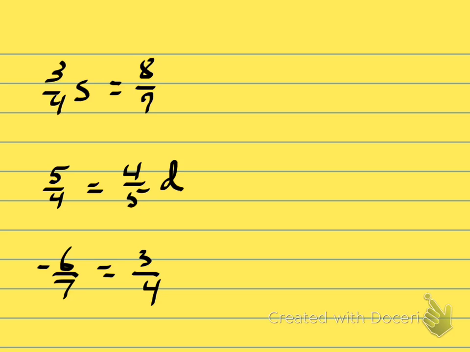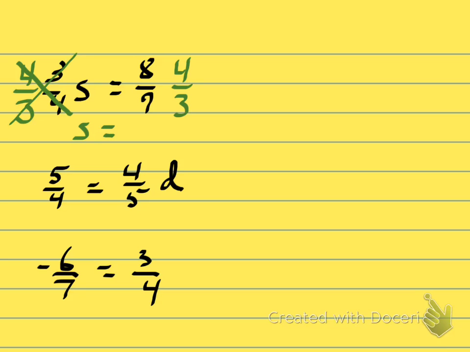Alright, now if you did what you were supposed to do, if you didn't, please pause now and do it. What you should have done on the top one is you want to get rid of 3/4, so we're going to multiply by 4/3 on the left, so we have to multiply by 4/3 on the right. On the left, we get a nice, neat cancellation. The 3's and the 4's cancel out, leaving me just s.